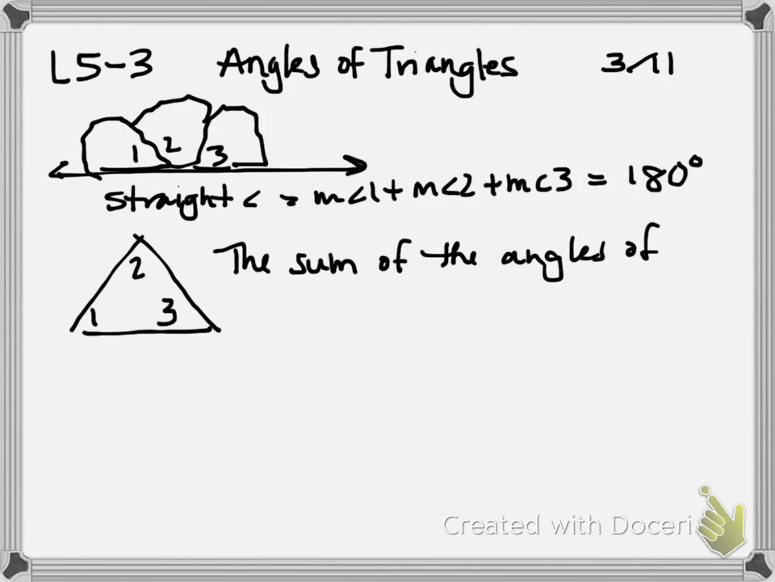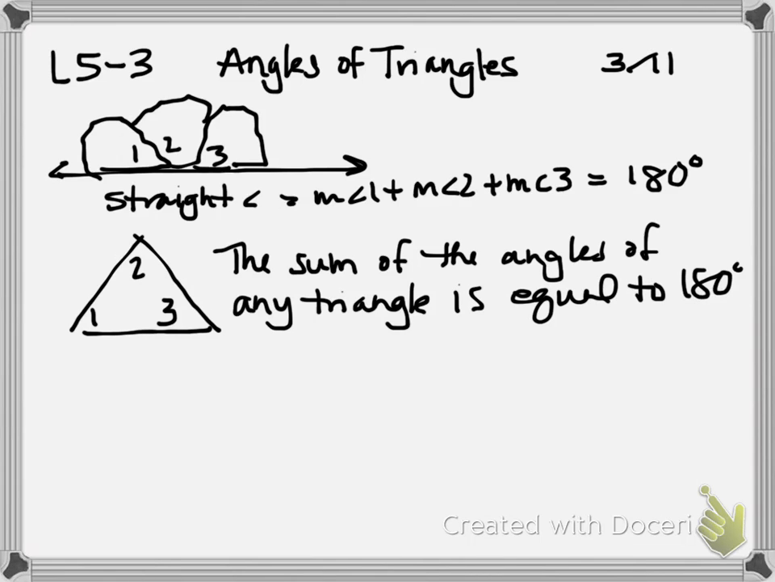of any triangle, because we did 3 different shapes. We did one that looked similar to this triangle. We had an obtuse triangle where the largest angle was over 90 degrees. And then we had what we call a right triangle where one of the angles was exactly 90 degrees. So the sum of the angles of any triangle is equal to 180 degrees. Okay?